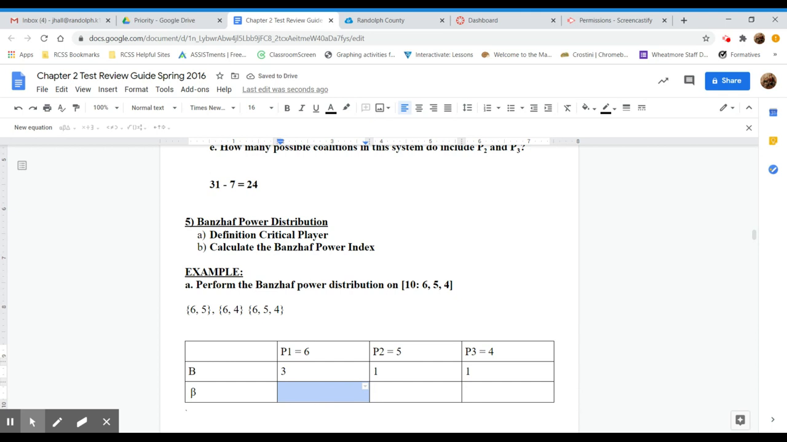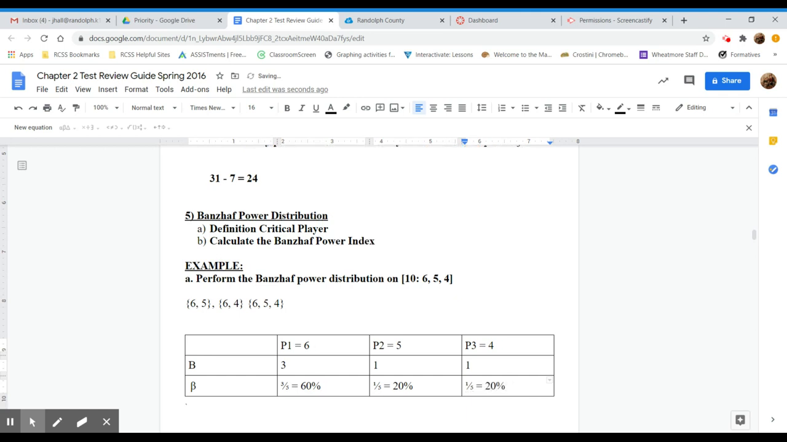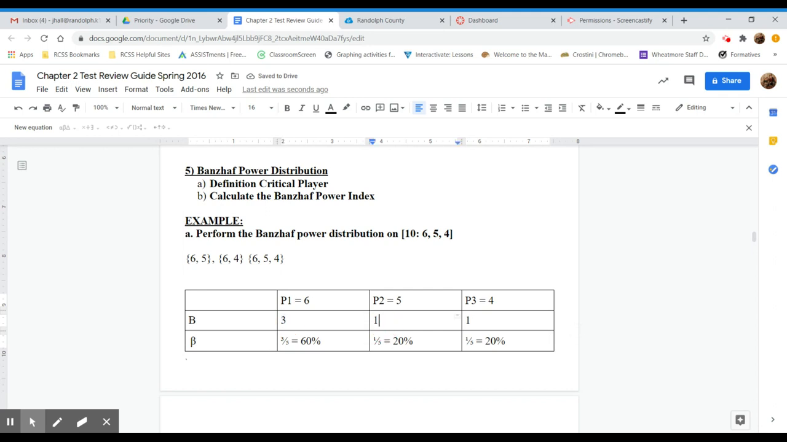Beta determines the Banzhaf power that they have. Remember, it is the number of times critical over the total number of times, which is 3/5 in this case, which ends up being 60%. Over here, 1/5, which is 0.2 or 20%. And this one is also 1/5, which equals 20%. If you're confused as to how I got my 5, it's because 3 plus 1 plus 1 is 5. That's the total number of times that all players are critical. So player 1 has 60% Banzhaf power, player 2 has 20, and player 3 has 20.